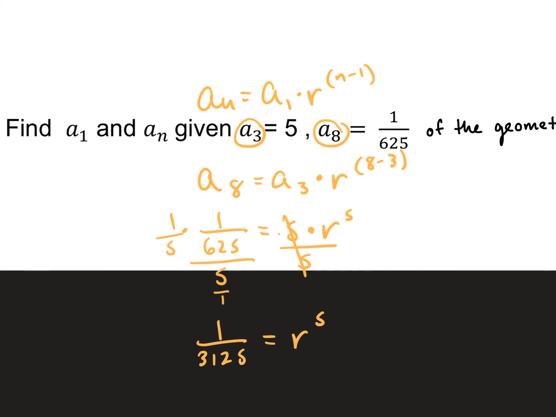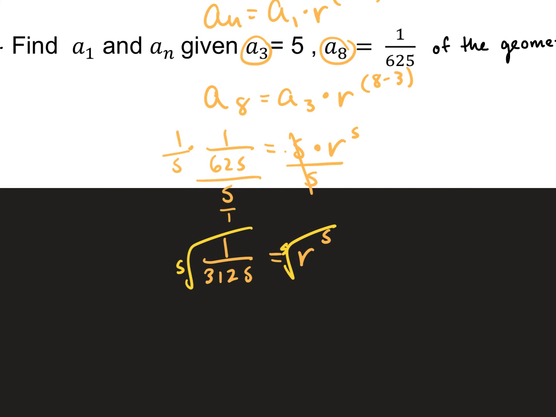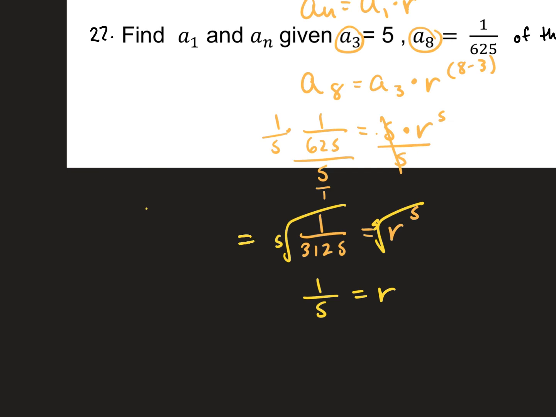Now hopefully this works out nicely. So when I take the 5th root of both sides, what do I get? 1 over 5? Amazing. So r is 1 over 5. So a way that you could put this into the calculator would be 1 over 3,125, and then put it to the 1/5 power. But make sure you put the 1/5 power in parentheses because you're dividing. So this would be how you put it in the calculator.